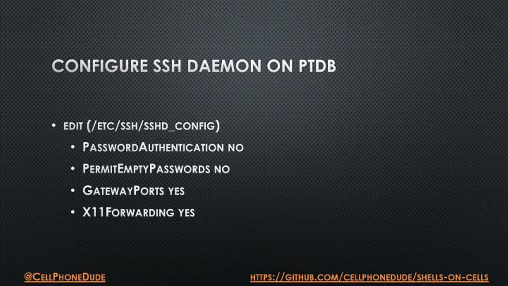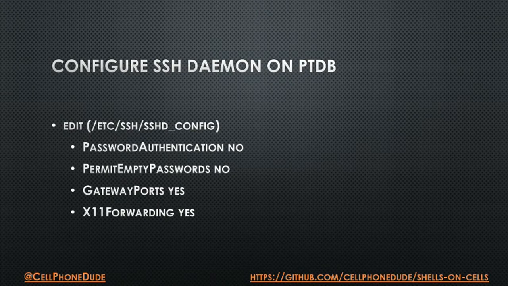And then on the daemon side, simple stuff like making sure password authentication's off, empty passwords turned off, but turning on gateway ports and X11 forwarding so that you could forward from the device to the C2 and then from the C2 back down to your desktop if you needed graphical stuff because you suck at command line like I do. And that's it. That's the basics.